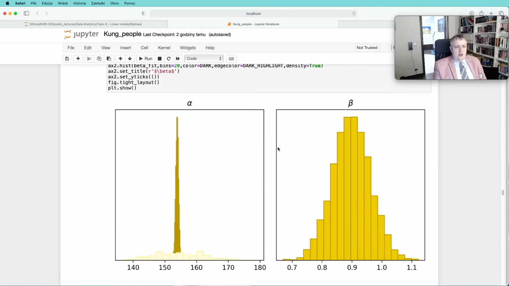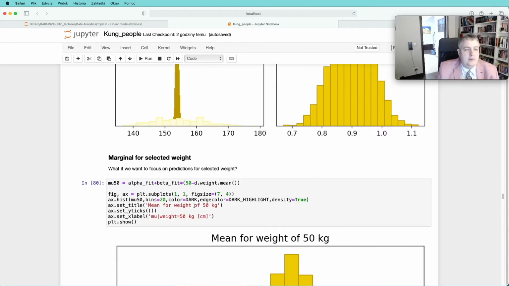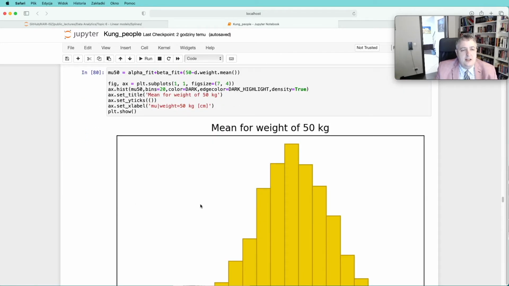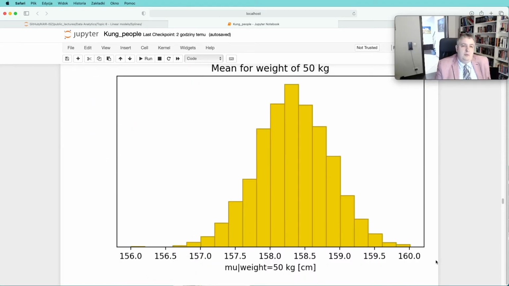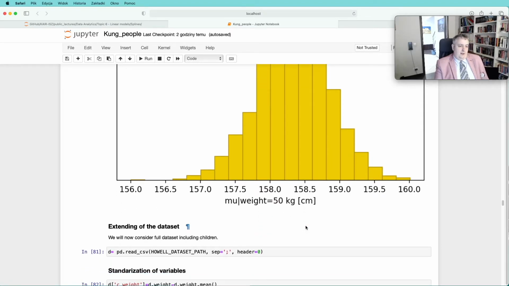And if we compare the alpha and beta to our priors, we can see that they are now very tight. So if we want to focus, for example, on a selected weight and make predictions of how tall such people will be, we can just add it and compute the mean height for the 50 kilogram range. But in the beginning, we reduced our data set to the group of adults.